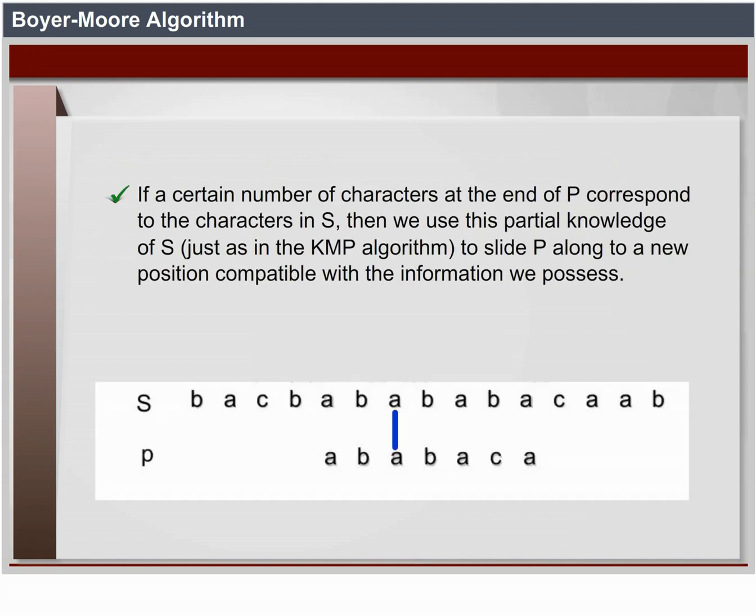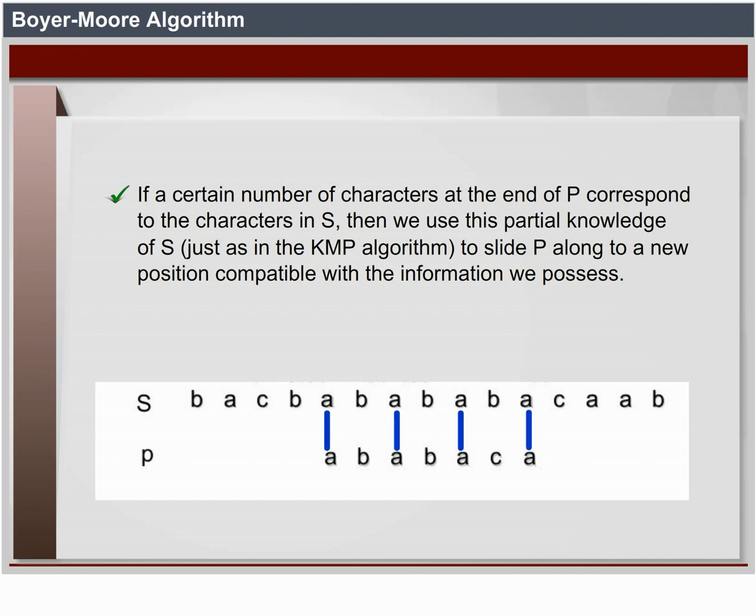Rule 2. If a certain number of characters at the end of P correspond to the characters in S, then we use this partial knowledge of S, just as in the KMP algorithm, to slide P along to a new position compatible with the information we possess.